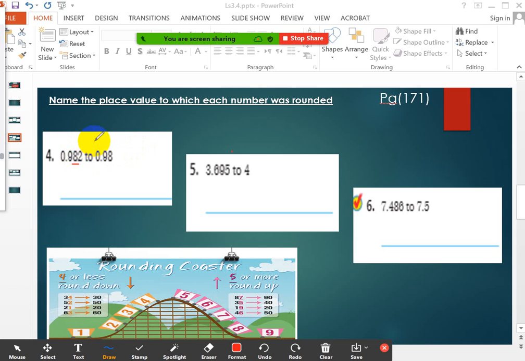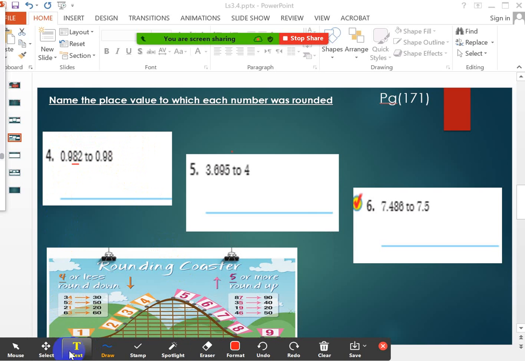Hundredths. Excellent. So look, I round the number to the nearest hundredth because the hundredths digit stays the same and we erase the digits after it. So we round the number to the nearest hundredth as Lana said. So I will write here 0.98. Thank you so much, Lana.